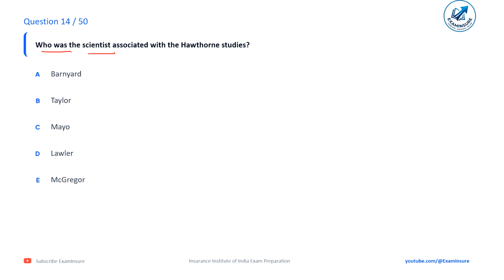Who was the scientist associated with the Hawthorne studies? Barnard, Taylor, Mayo, Layer, McGregor. So the correct answer is Mayo. Mayo is associated with the Hawthorne studies.